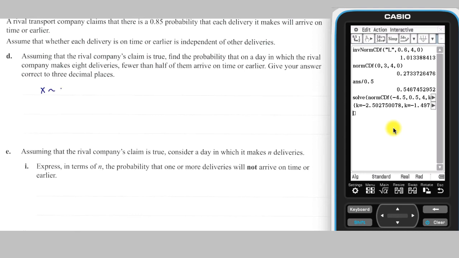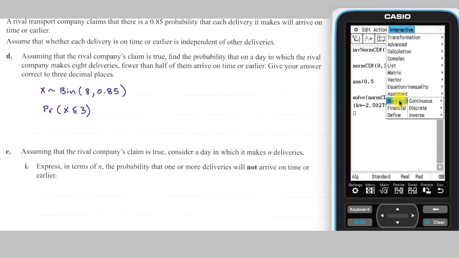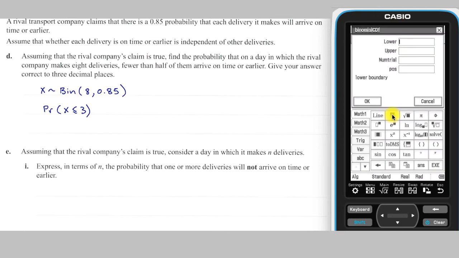Part D. Using a binomial distribution with n equals 8 and p equals 0.85, we can find the probability of 3 or fewer on-time or early deliveries, as 3 or fewer constitutes half of the 8. This probability can be evaluated using the ClassPad's binomial CDF command.